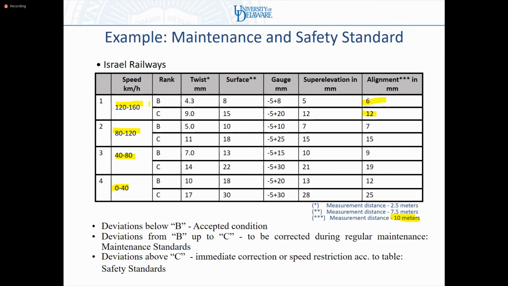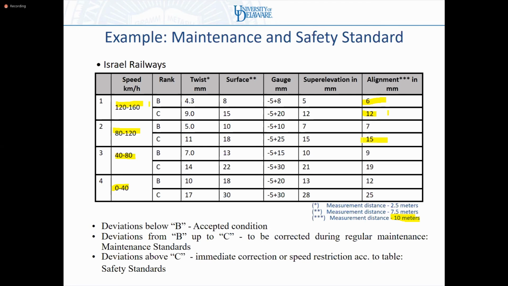So if I go out there and measure 11 millimeters of alignment, I still can go out and fix it. If I measure 7 millimeters of alignment, I have between 7 and 12 millimeters to fix it. If I measure 11 millimeters, I have between 11 and 12 millimeters to fix it. If I go out there today and measure 13 millimeters, oops, I can't fix it anymore. I have to reduce my speed.